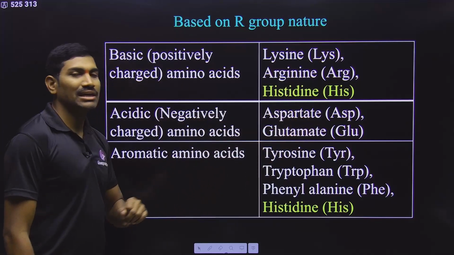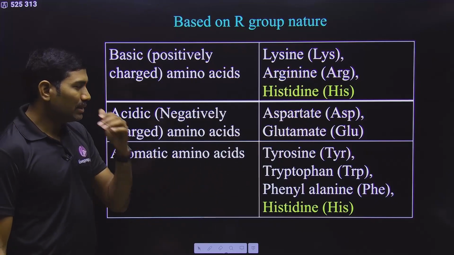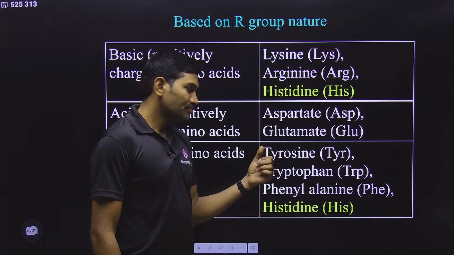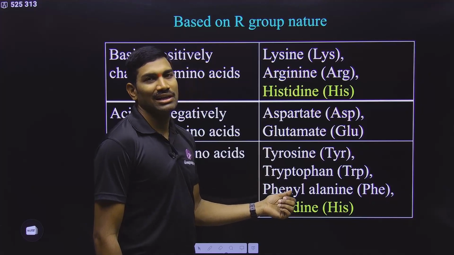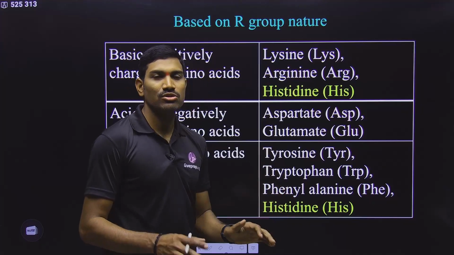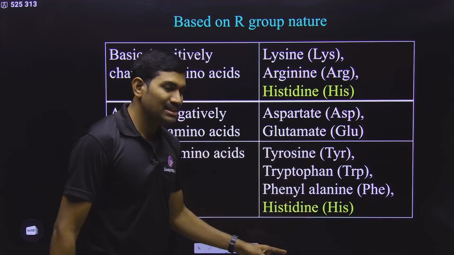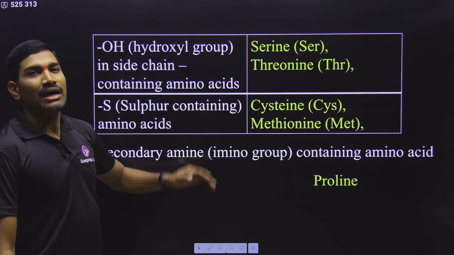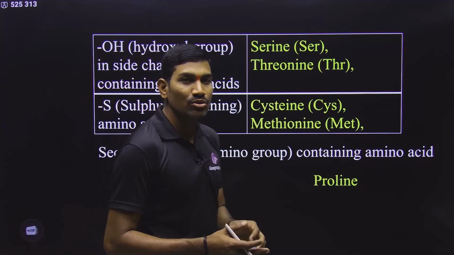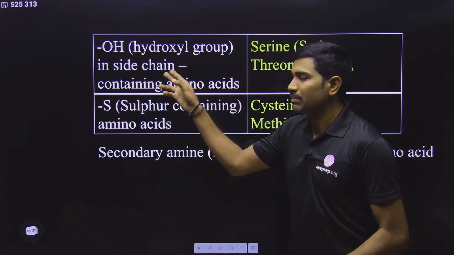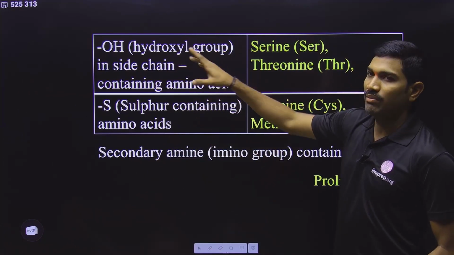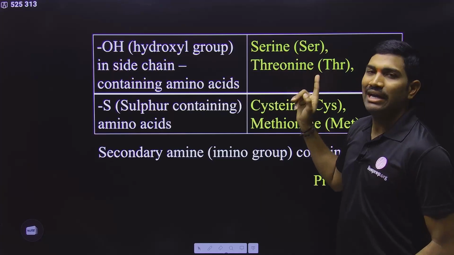Next one, aromatic amino acids. In the side chain, an aromatic group is present. So what are the examples here? Tyrosine, tryptophan, phenylalanine, and even histidine is also aromatic. So these are the four examples from NCERT that you need to remember. Clear? Next one, hydroxyl group. If an OH group is present in the side chain, what type of amino acids are those? They are serine and threonine.